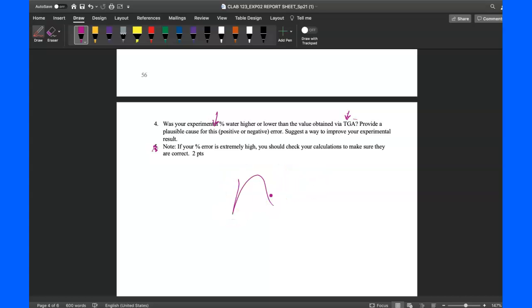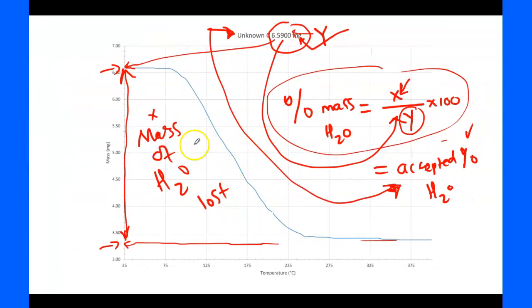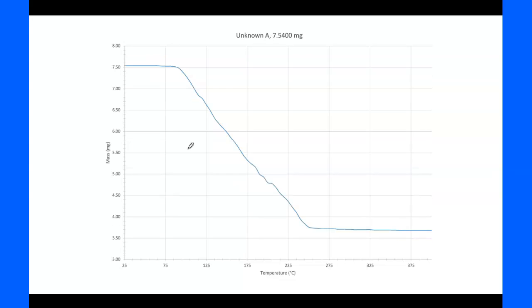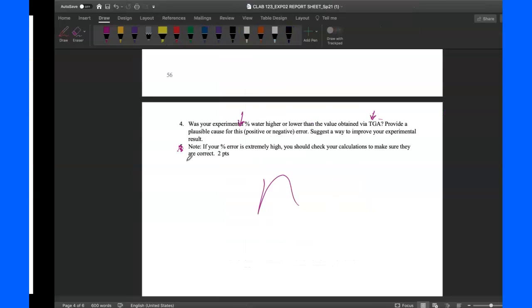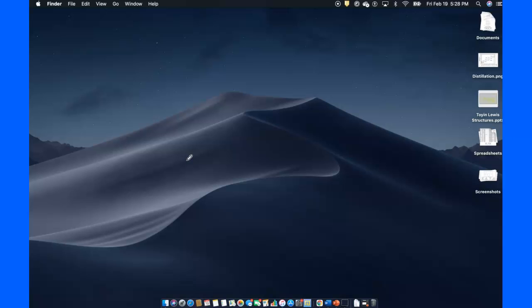So again, find these charts on Moodle. I'm going to post these charts on Moodle. Depending on your unknown, you choose the correct chart, and remember this mass is the mass of the hydrate. And then remember again to extrapolate and then subtract. The difference gives you the mass of H2O. I hope that helps. Complete the report.